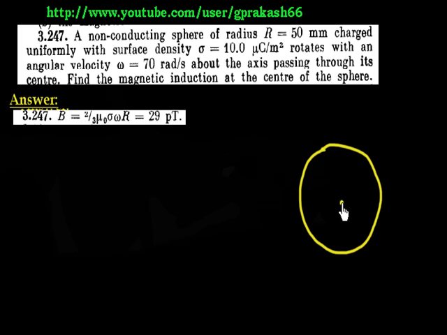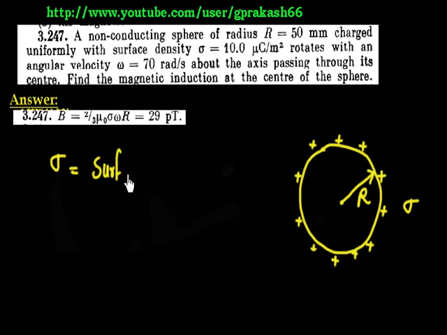and this sphere has a radius r. So the radius of the sphere is capital R, and this carries, not current this time, this carries surface charge density. So this sphere is charged with surface charge density sigma. So now I can say what is sigma. Sigma is surface charge density.